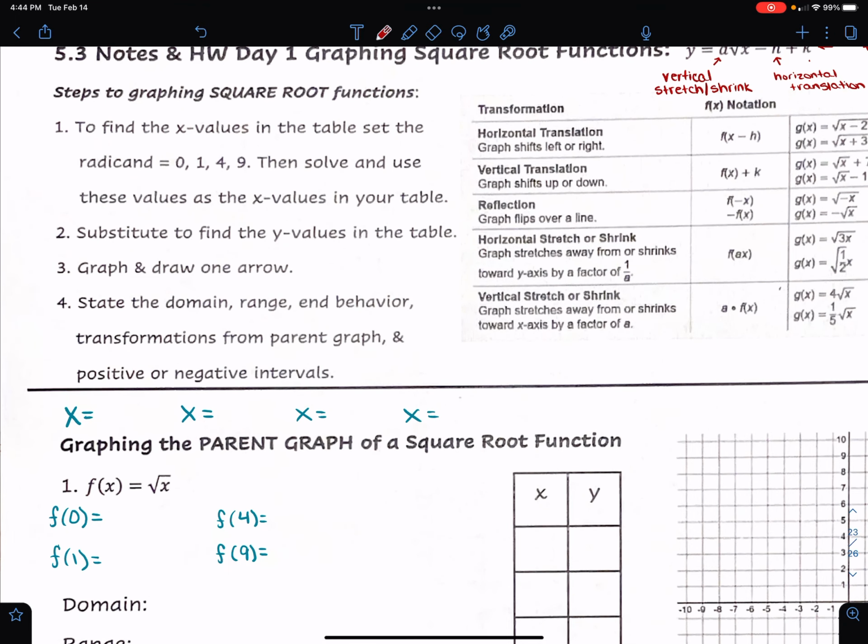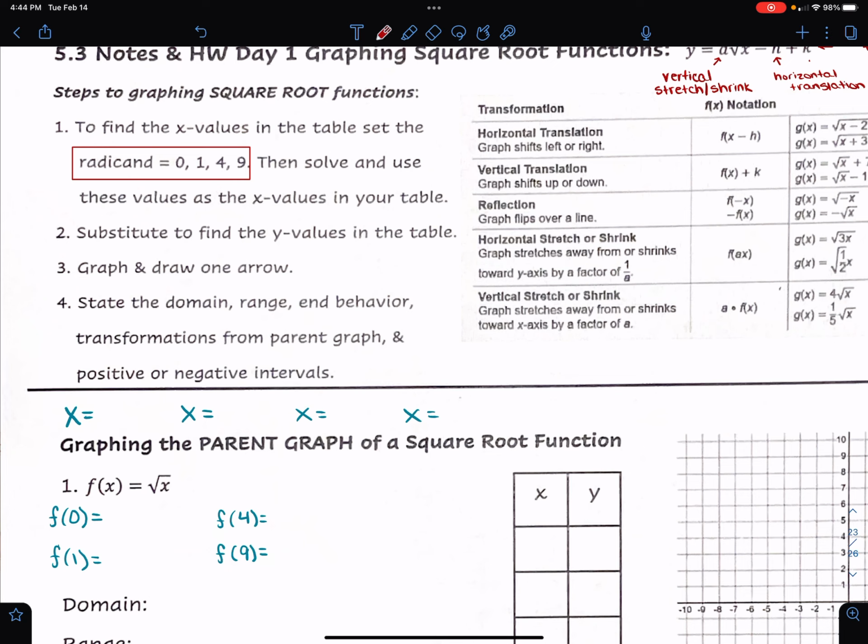So first one, when we are graphing a square root function, we need to find the x values of our table. In order to do that, we are going to start off by setting the radicand equal to 0, 1, 4, and 9. The reason that we pick these values is because they are perfect square values. They're going to help us with the graphing part, so we don't have to deal with any decimals right now. You still could use 2 and 3 and 4, 5, 6, 7. You could use any positive value for the x, but it can give you decimals. So let's stick with these ones today.